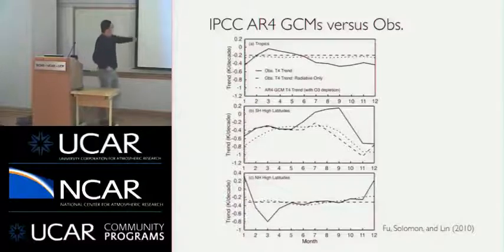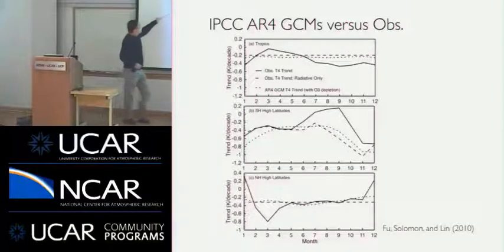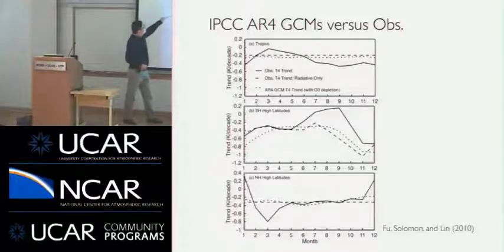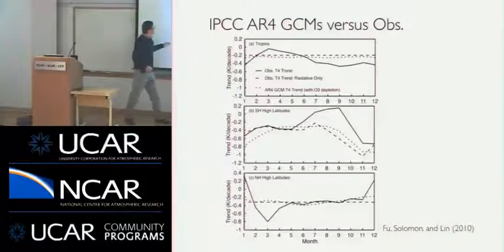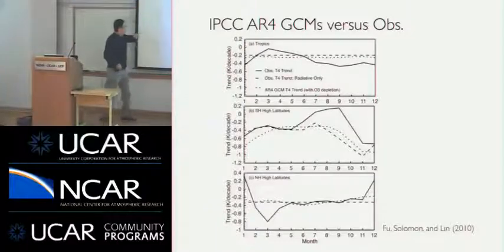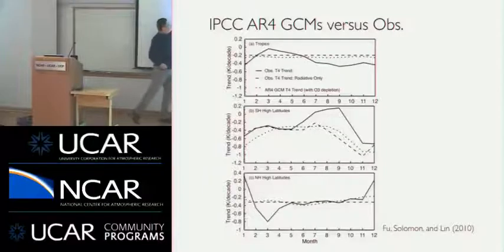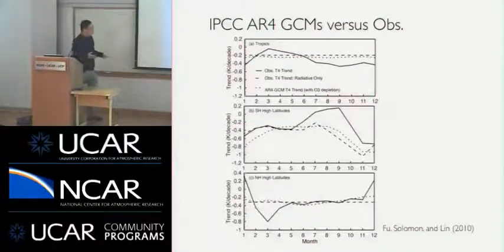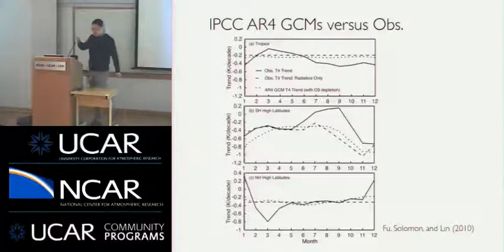Here I just show a comparison of what we derived from the AR4 GCM. Here is the observed trend in the tropics, Southern Hemisphere high latitude, and Northern Hemisphere high latitude. I also show the radiative part from the observation. After we separate the dynamic part, we get the radiative part as a dashed line. The dotted line is the trend from the AR4 model. The AR4 model is more or less similar to our radiative part, so they don't get the dynamic part. That's expected because AR4 models don't consider the stratosphere dynamics well.